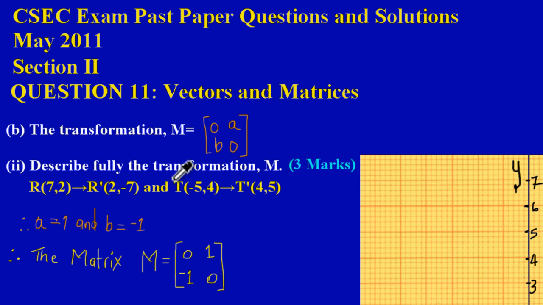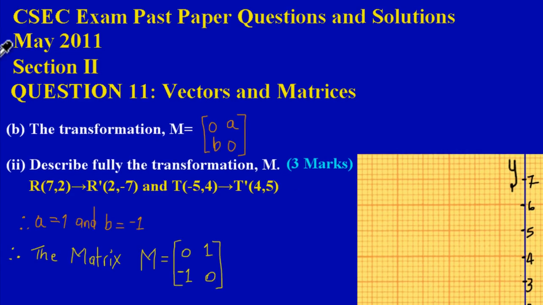However, in this video we're going to be describing fully the transformation of M, which is the matrix 0, 1, -1, 0, that maps the object point R (7, 2) onto its respective image point R prime (2, -7), and that maps the object point T (-5, 4) onto its corresponding image, which is T prime (4, 5). Now let's quickly get into it. Let me just pull this up a bit.